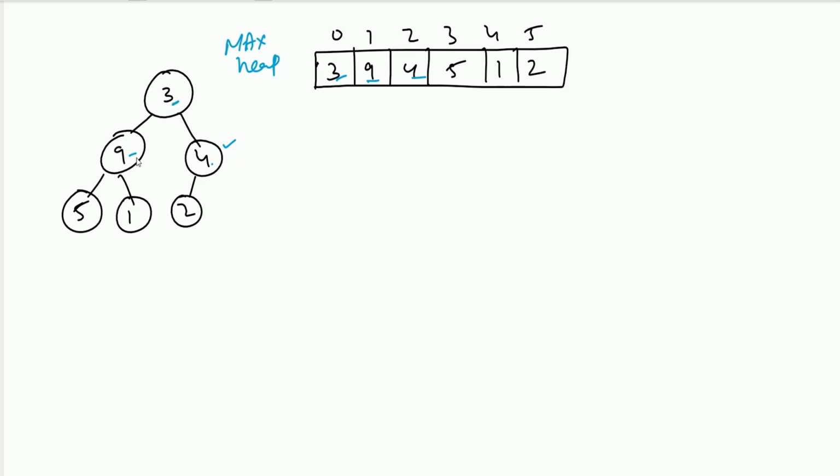So we'll see what is the maximum among the children. 9 is the maximum, so 3 will be swapped with 9. Then we recursively check on this node as well whether it is following the property of max heap. No. So we will see which is maximum. 5 is maximum, so 5 will come here and 3 will go down. And now this is a max heap. 9 is greater than 5 and 4, 5 is greater than 3 and 1, 4 is greater than 2. And in the array also it will be changed to 9, 5, 4, 3, 1, 2.